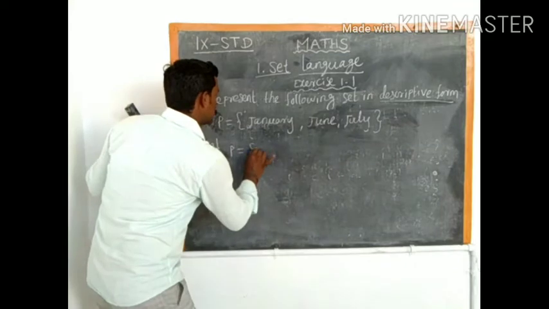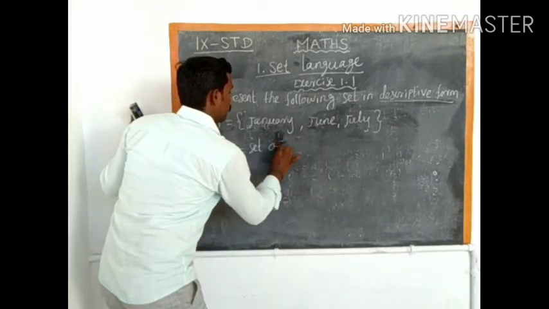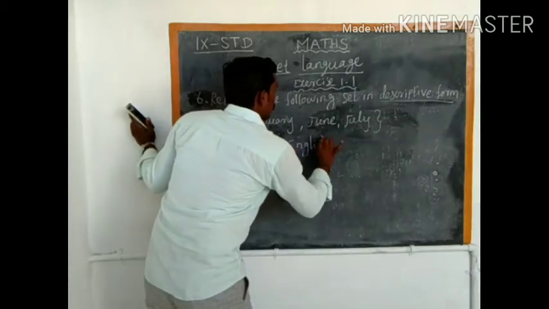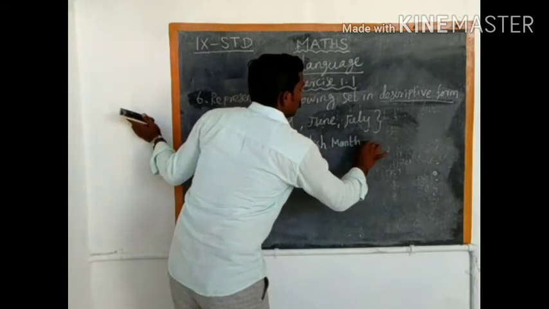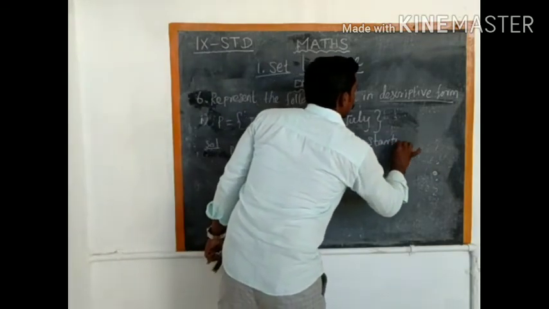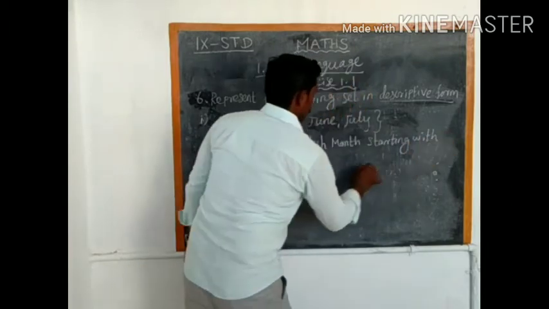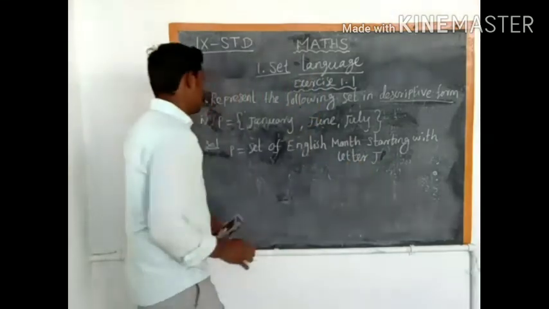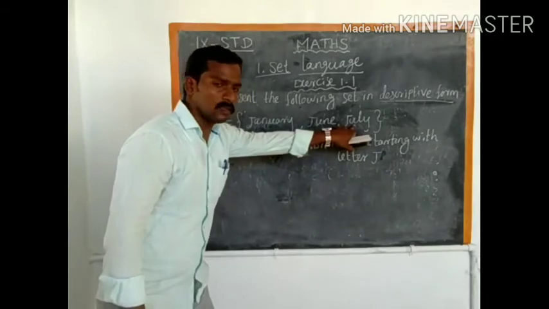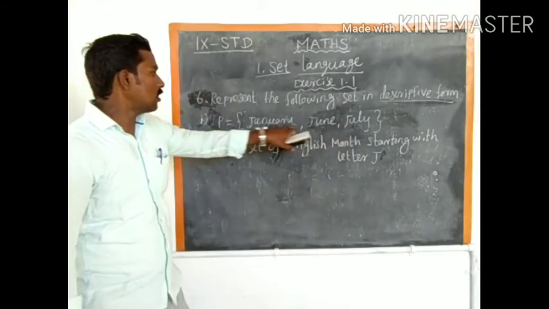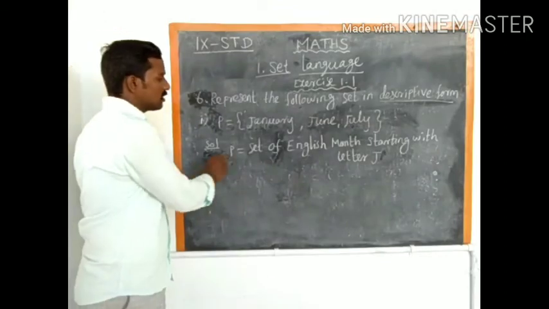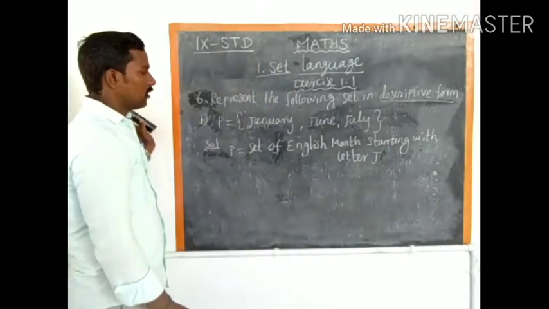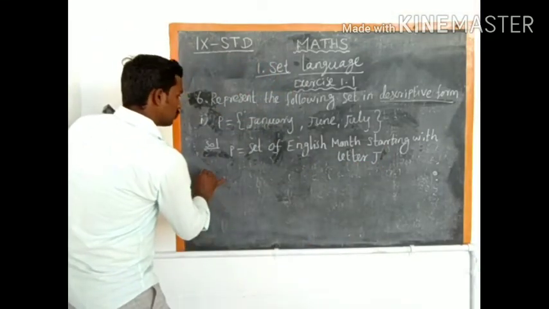P is equal to the set of English months starting with the letter J. That's all. The solution: all are English months and the common term is that all start with J. So the answer is P is equal to the set of English months starting with the letter J. Okay, that's all. Next, the second question.